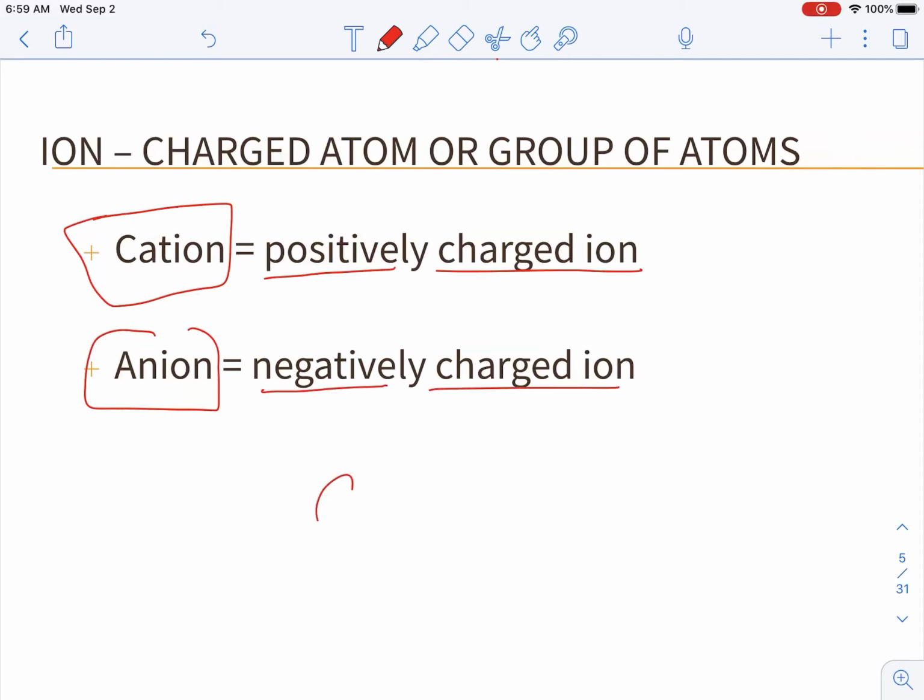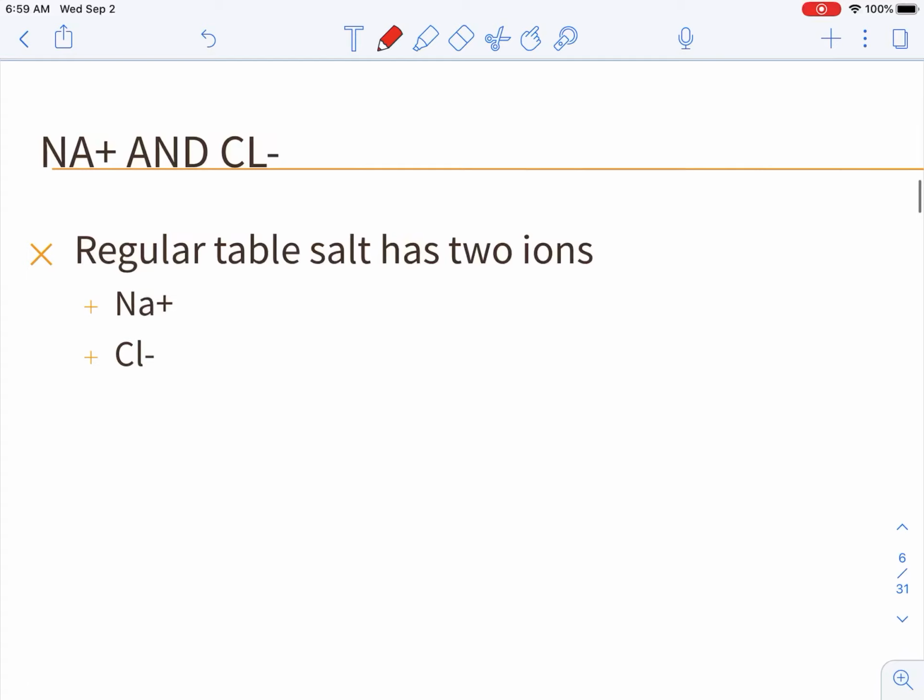So if I have copper +2, you would go cation. Great. So here's some examples: Na+, Cl+, or Cl minus. Those are going to be cations and anions. That says anion. So those are some examples of ions.